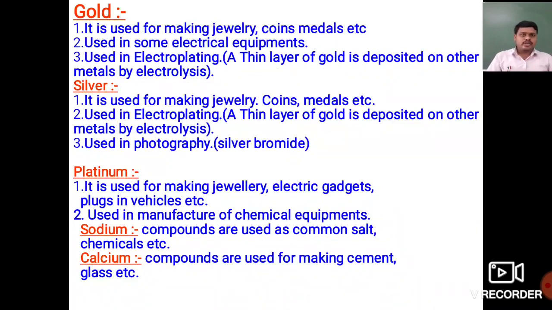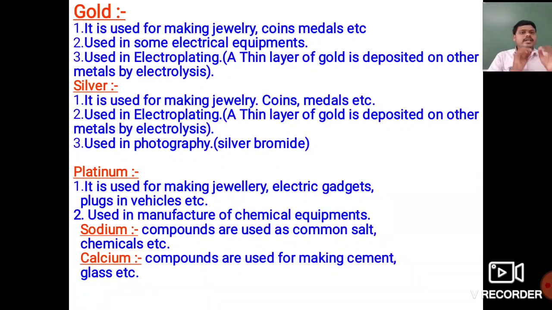Next, gold. Gold is also a very important metal and one of the costliest metals on earth. Platinum is also one of the costliest metals, and silver is also a costly metal. So what are the uses of gold, silver and platinum? Let us discuss one by one.